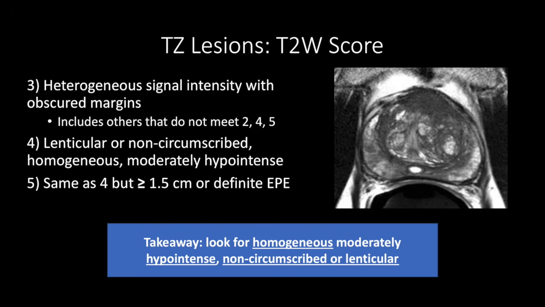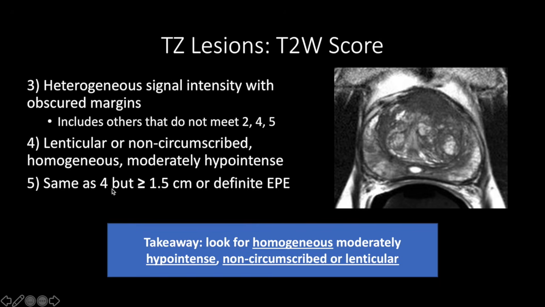They're often non-circumscribed or lenticular in shape. Lenticular just meaning shaped like a lens. And those descriptors are what we talk about when we talk about a score of 4. So lenticular or non-circumscribed, homogeneous, and moderately hypointense on T2 weighted images. And this is an example of that here.